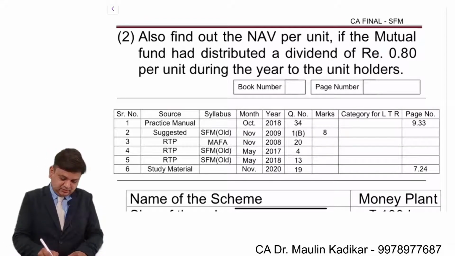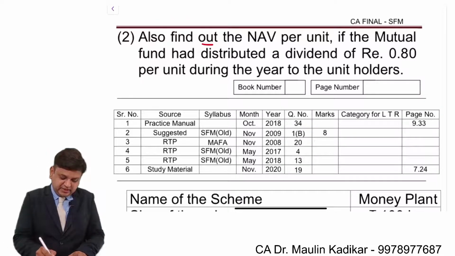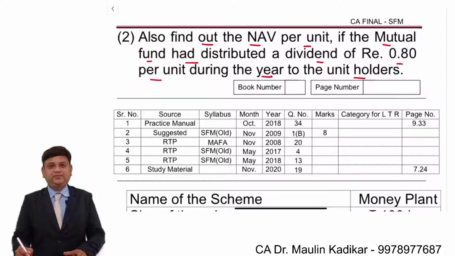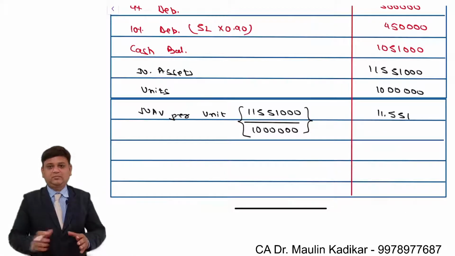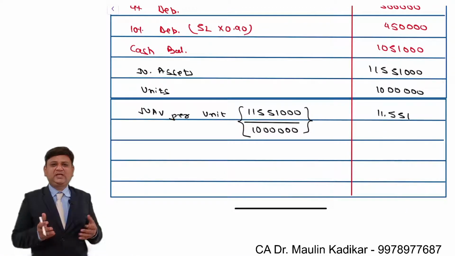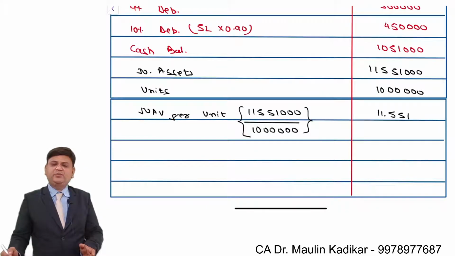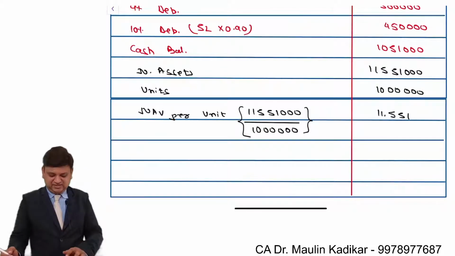Second part of the question. Also find out NAV per unit if mutual fund had distributed a dividend of 80 paise per unit during the year to the unit holders. I want you to tell me the answer of the second question, what would be the revised NAV per unit. Friends, the answer for the second part of the question is very simple. It is 11.551 minus 80 paise. So it is 10.751. That's it.